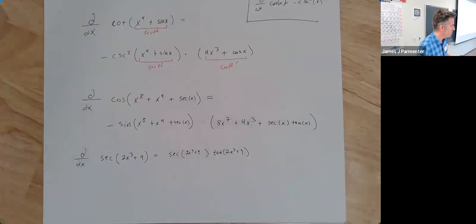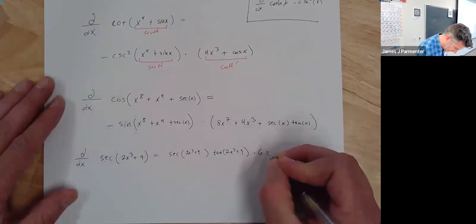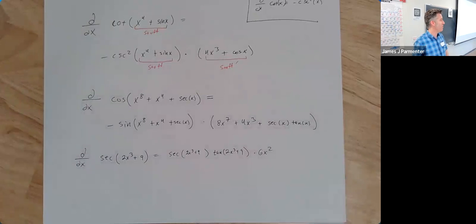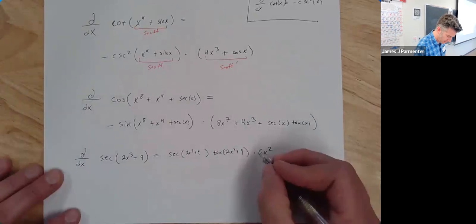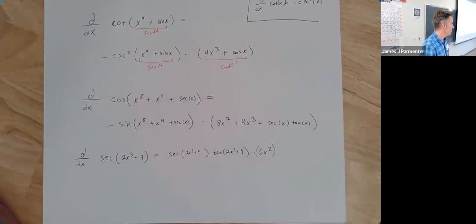What do I have to multiply by? Thank you, which is 6x squared. Notice I didn't put parentheses around 6x squared because it's just one term. I could, though. It would be fine to write parentheses there, but I wouldn't. So when you have secant of some stuff, the derivative is secant of the stuff times tangent of the stuff times 6x squared.